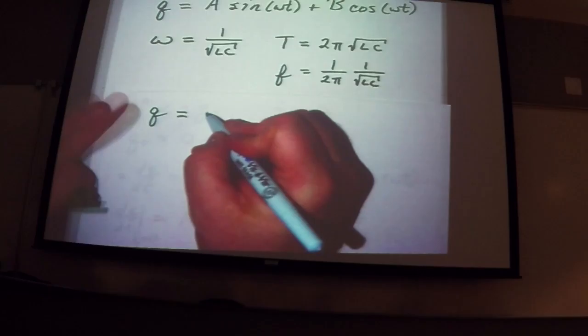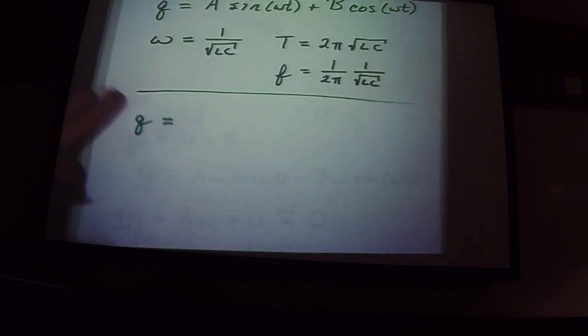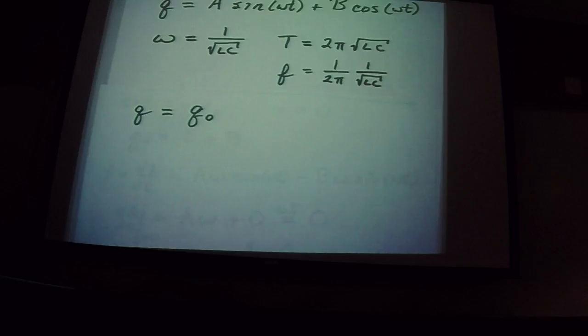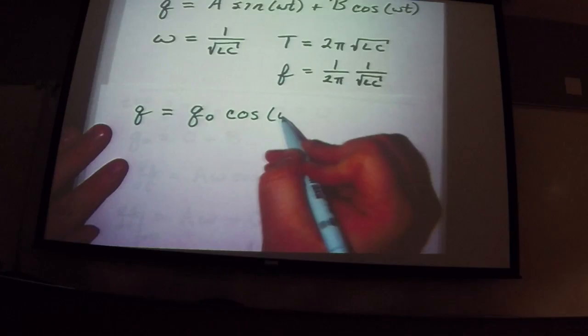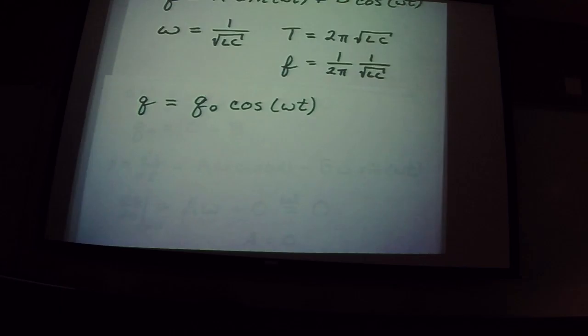All right, so bottom line is that the charge on the capacitor as a function of time is Q naught, actually I used capital Q naught, didn't I? Just remember that Q naught is a constant number because that means Q at time equals zero. Multiply by cosine of omega t.